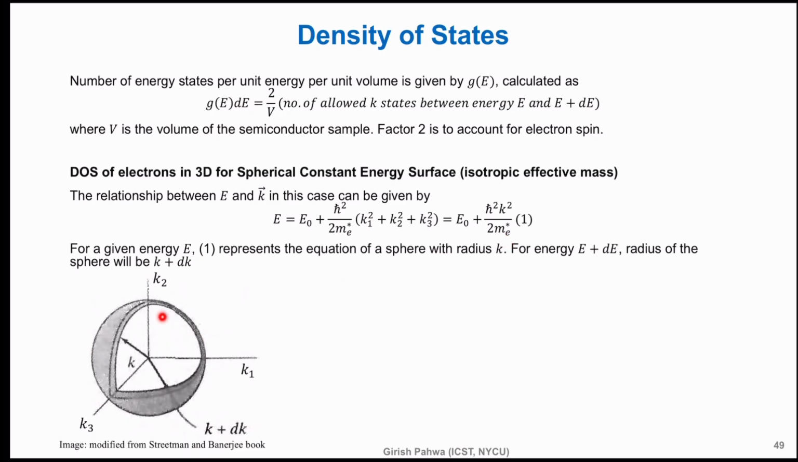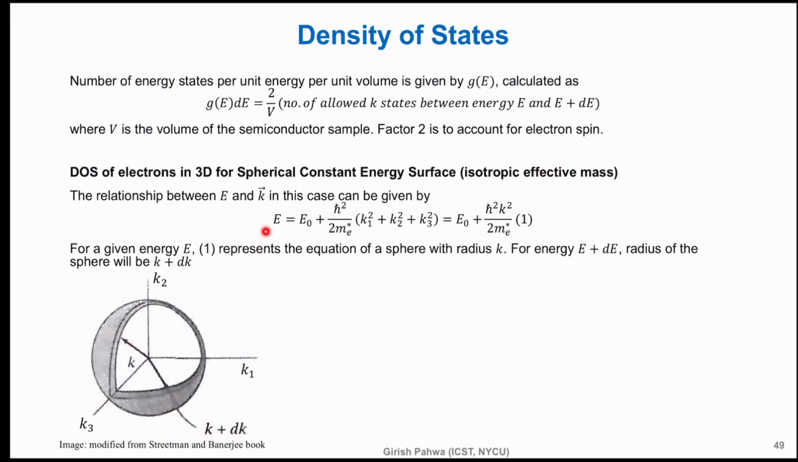Of course it will be the spherical energy surface. But what will be the radius of that? Radius is basically under root of k1 square plus k2 square plus k3 square. That's the radius. If you draw a sphere, it will be under root of x square plus y square plus z square. In 2D, it will be under root of x square plus y square. So this k is the radius of this sphere, if you draw this surface.